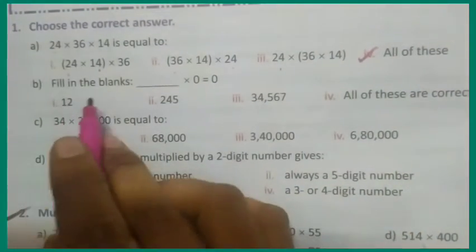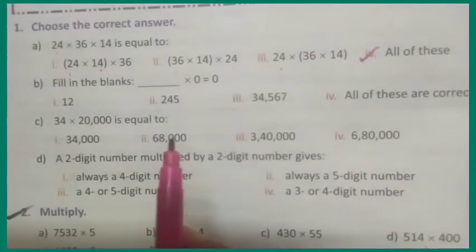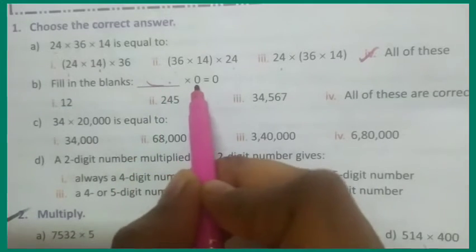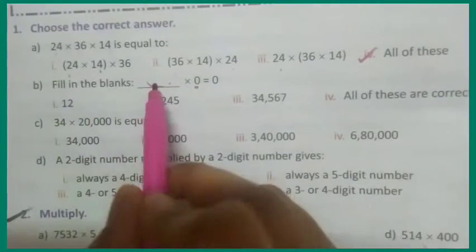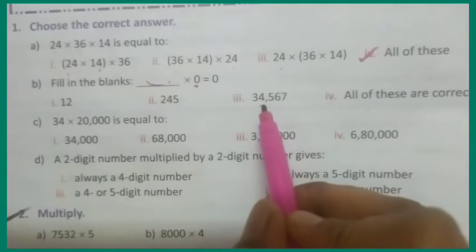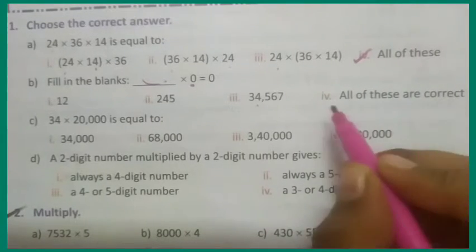Okay, fill in the blanks. Look here, into 0 equal to 0. This is the zero property. When we multiply any number with 0, we will get 0. So here we can write any number. 12 also we can write, 245 also we can write, 34,567 also we can write. So all of these are correct.